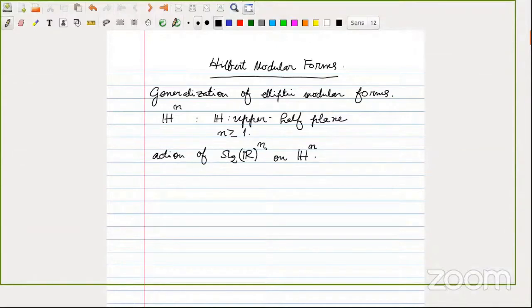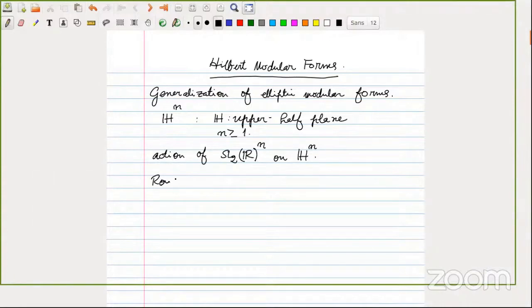Out of this study we'll get the higher dimensional analogs of the modular curve, and the space of automorphic forms which live on this. Then we'll define what Hilbert modular forms are, and then we'll look into what Hecke operators are and so on.